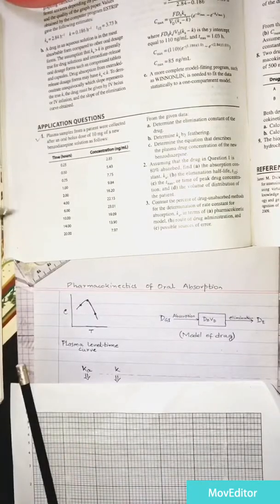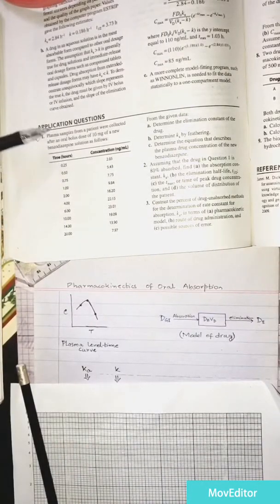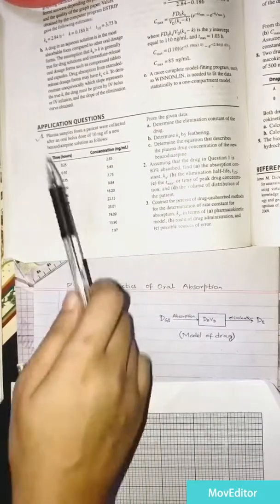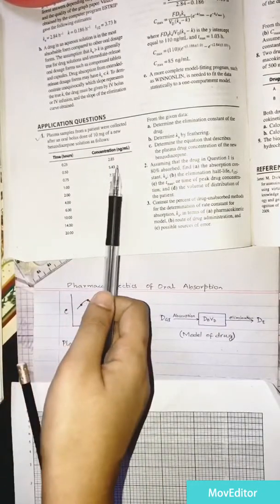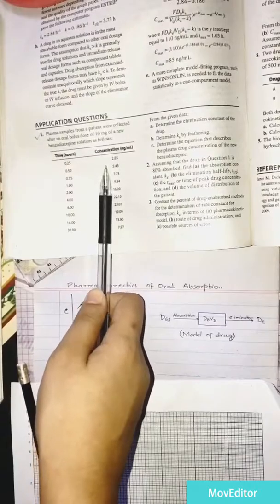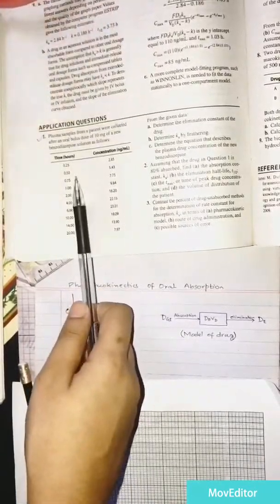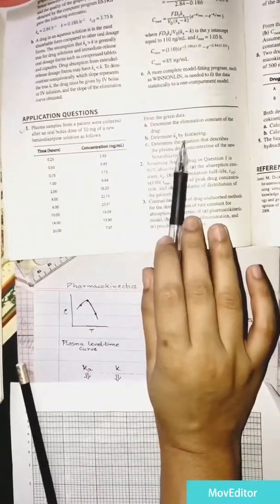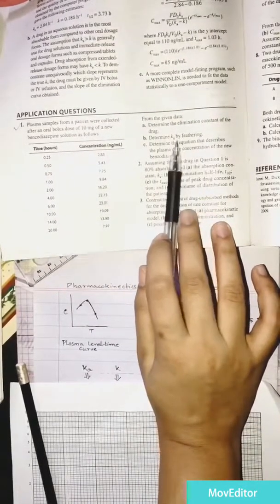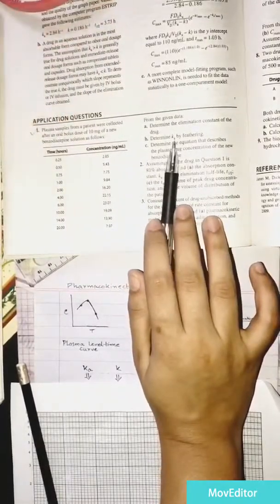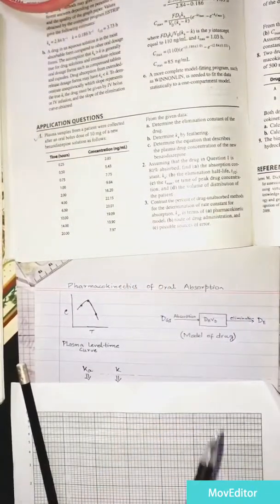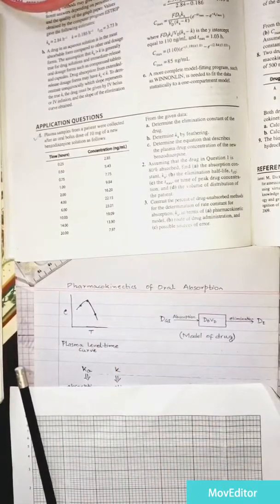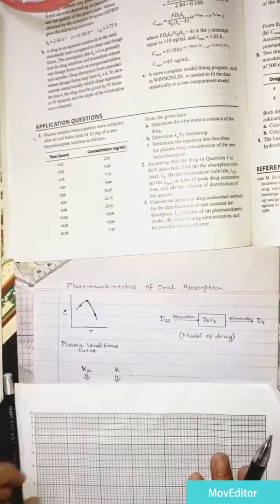It is the data that is taken from plasma samples at different time intervals, and their concentration present in the patient's plasma. From this given data, we need to find the elimination rate constant K and Ka by the feathering method. The feathering method is the main objective on which I'm going to make this whole video. And determine the equation that describes the plasma drug concentration of the new benzodiazepine.